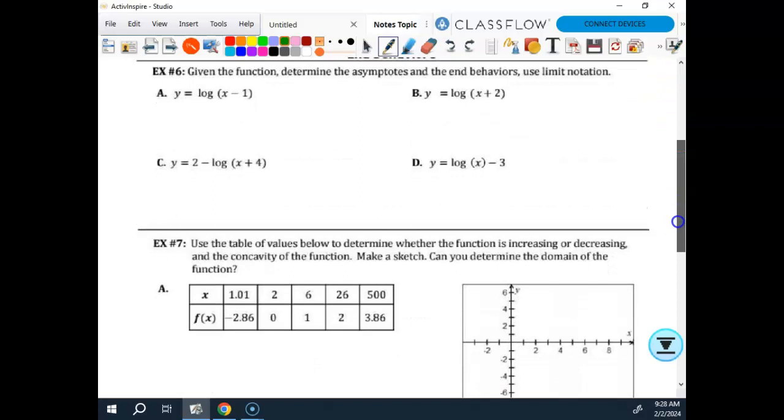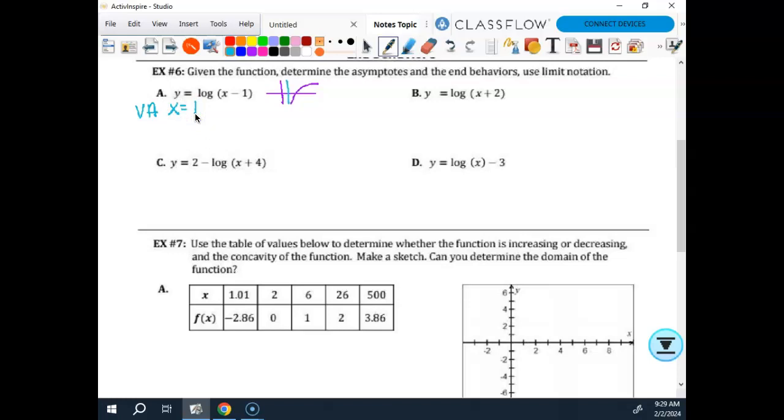Okay, so now, given these functions, we're going to determine the asymptotes and the end behaviors using our limit notation. So once again, we're going to draw a picture. What's the base of this log? 10. Has no bearing on the problem, but that's something we need to know, right? So I would take my normal log function, and it gets shifted which way? To the right one, which means it looks like this, and my asymptote is now right here, right? And I have a vertical asymptote at x equals 1. So I went from 0, moved it over to 1.